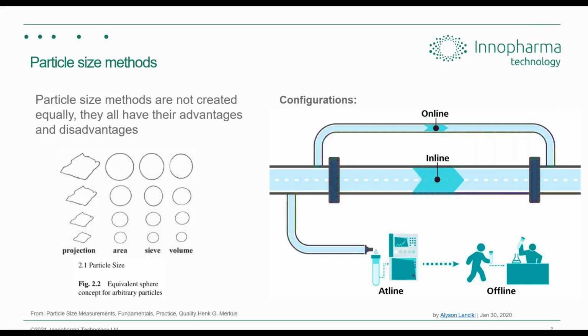So when selecting your particle size method, there's a lot to consider. Is it an inline method? Are you measuring right in the process where the particles are being made? Is it an online method where it's passing by a sensor maybe and going back to the process? Is it an at-line method or even an offline method where you're drawing samples down to measure critical quality attributes such as size?